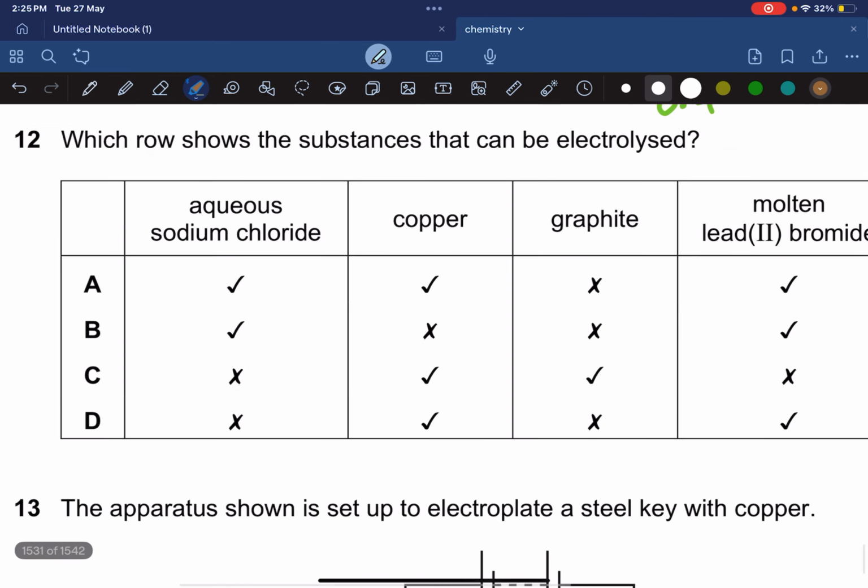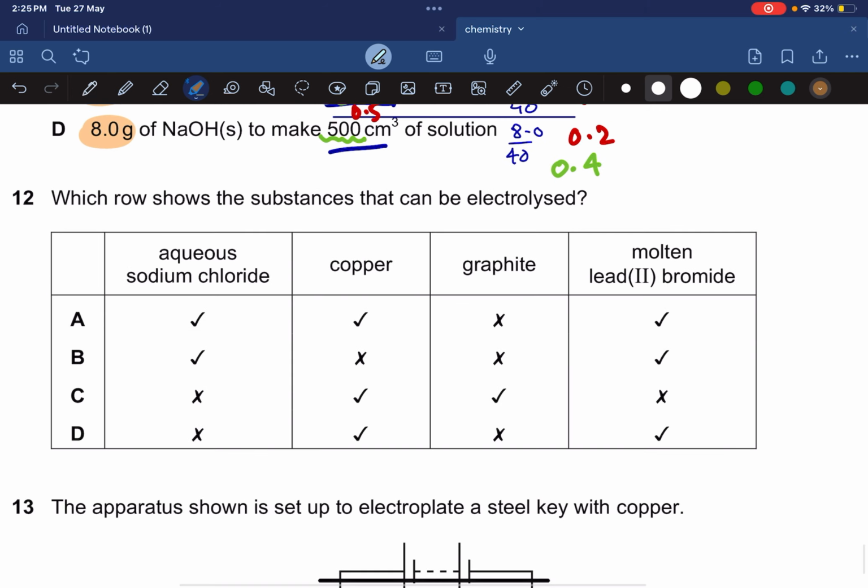Moving on to the next question, which says: which row shows the substances that can be electrolyzed. To electrolyze a substance, what do I need? I need it to be in liquid form. I cannot electrolyze a solid substance. And second, I need ions, because if my ions are going to move, that's how I can figure out what's going at my anode and what's going at my cathode.